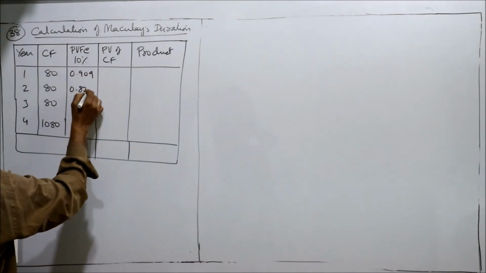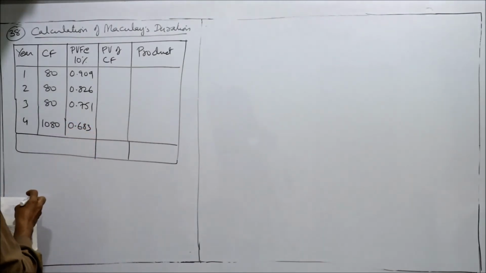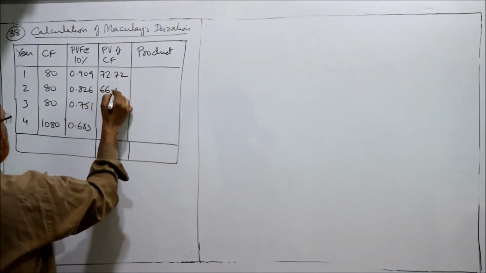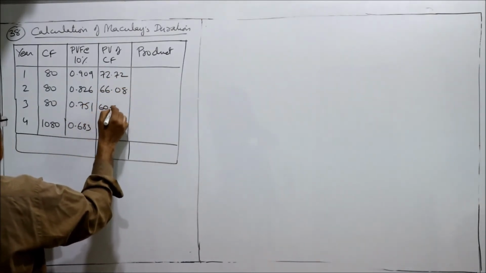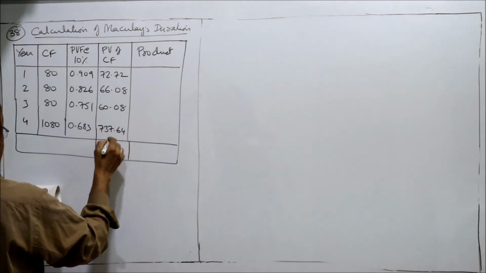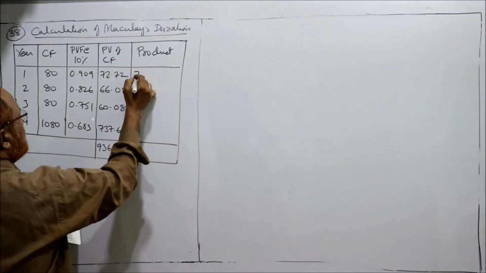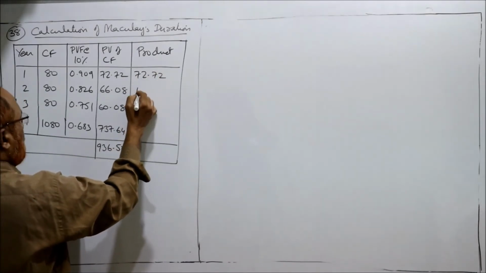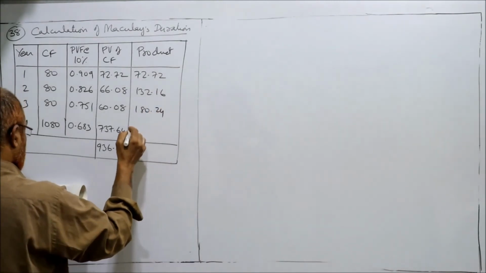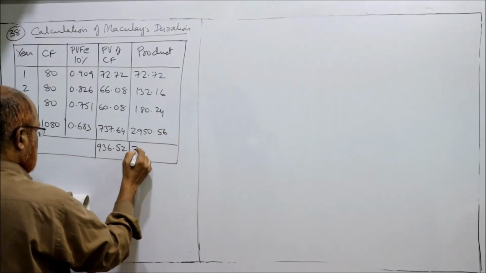0.909, 0.826, 0.751, 0.683, 72.72, 66.08, 60.08, 737.64, 936.52, 72.72, 132.16, 180.24, 2950.56.